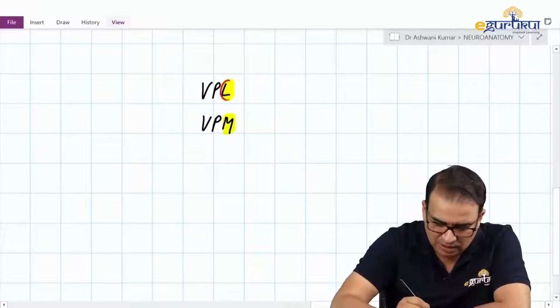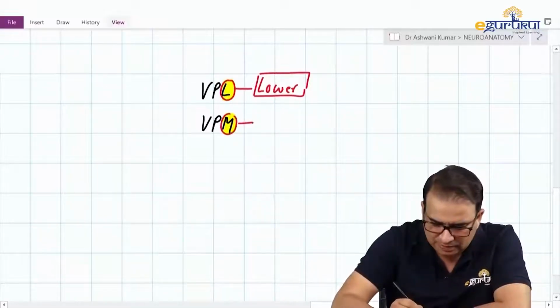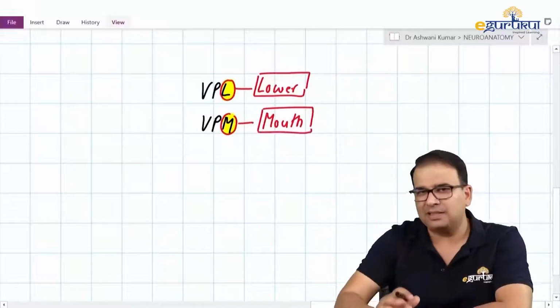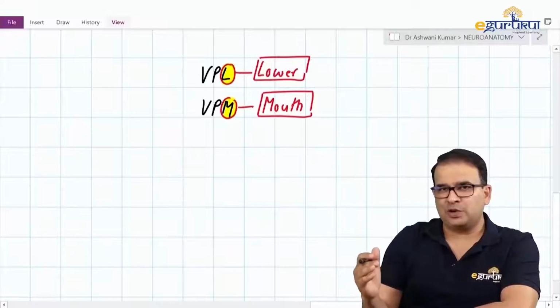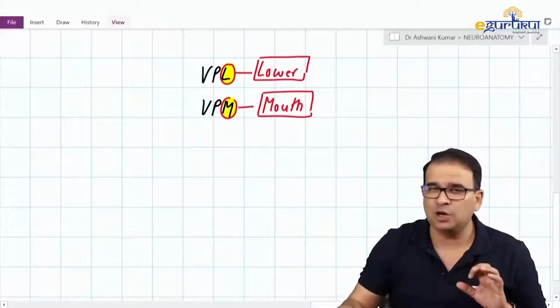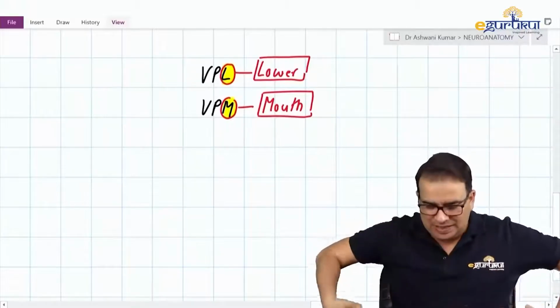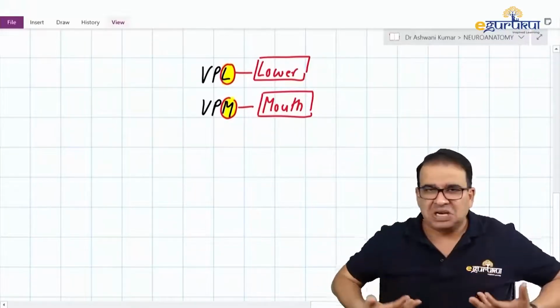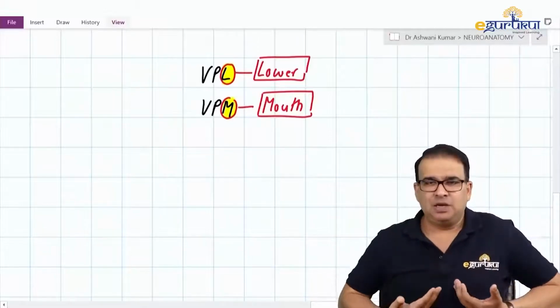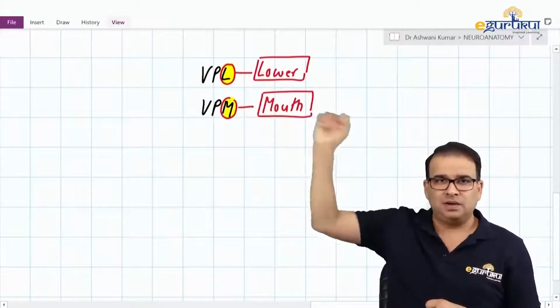When you say L, this should remind you of lower. And when I say M, M should remind you of mouth. Just a hint, and this will help. VPL, ventro-posterior lateral nucleus, means the sensory fibers coming into this are coming from the lower part of the body, that means lower than the mouth. So any sensation of pain, temperature, touch, pressure, whatever, if it is coming into the thalamus from below, then it will go into the VPL nucleus.